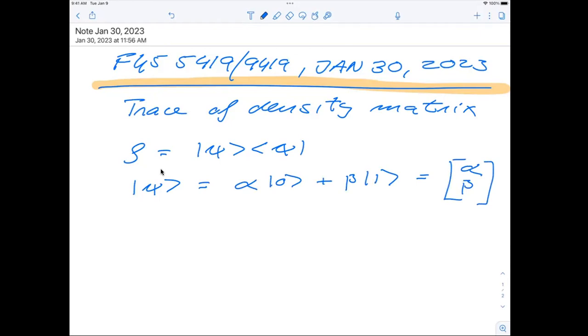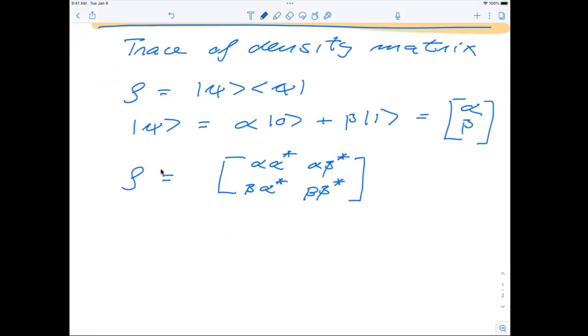So when we then set up the density matrix here, what we are going to get is that this density matrix is now given by alpha times its complex conjugate, alpha times beta complex conjugate, and then we have beta times alpha complex conjugate when we do the math here, and then we have beta times its complex conjugate. So that's a density matrix. And there is an interesting property here. If we act with this density matrix on this state 0, for instance, that's the same as alpha times alpha complex conjugate, alpha times beta.